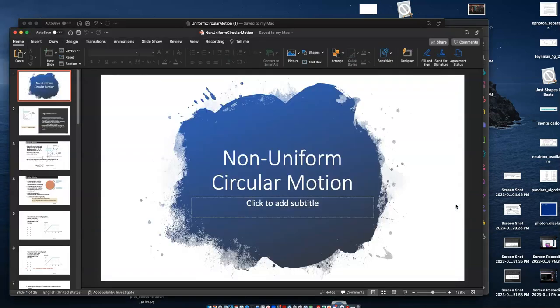Alright, here is the video on non-uniform circular motion, which sounds more complicated but covers some concepts we need before the uniform circular motion, or in addition to.